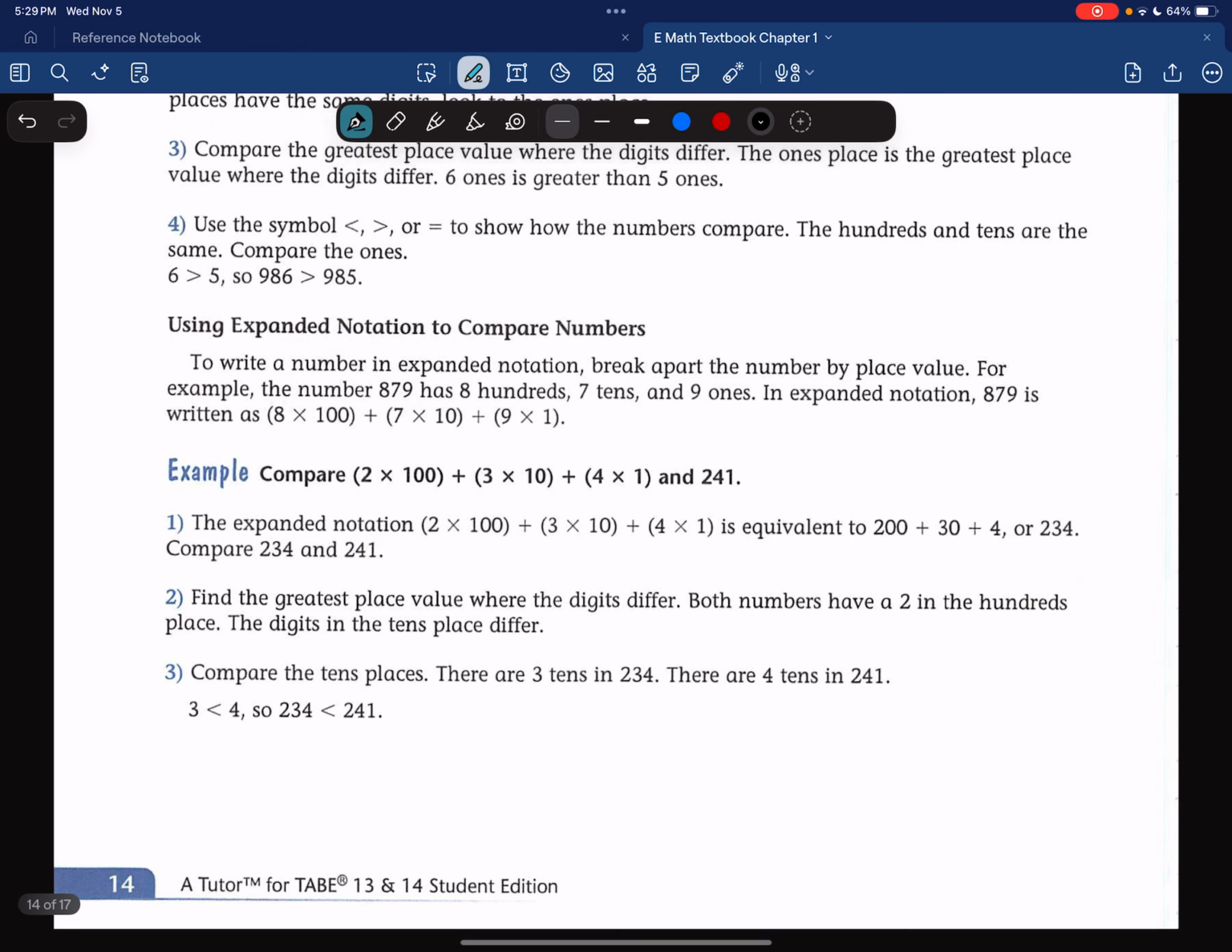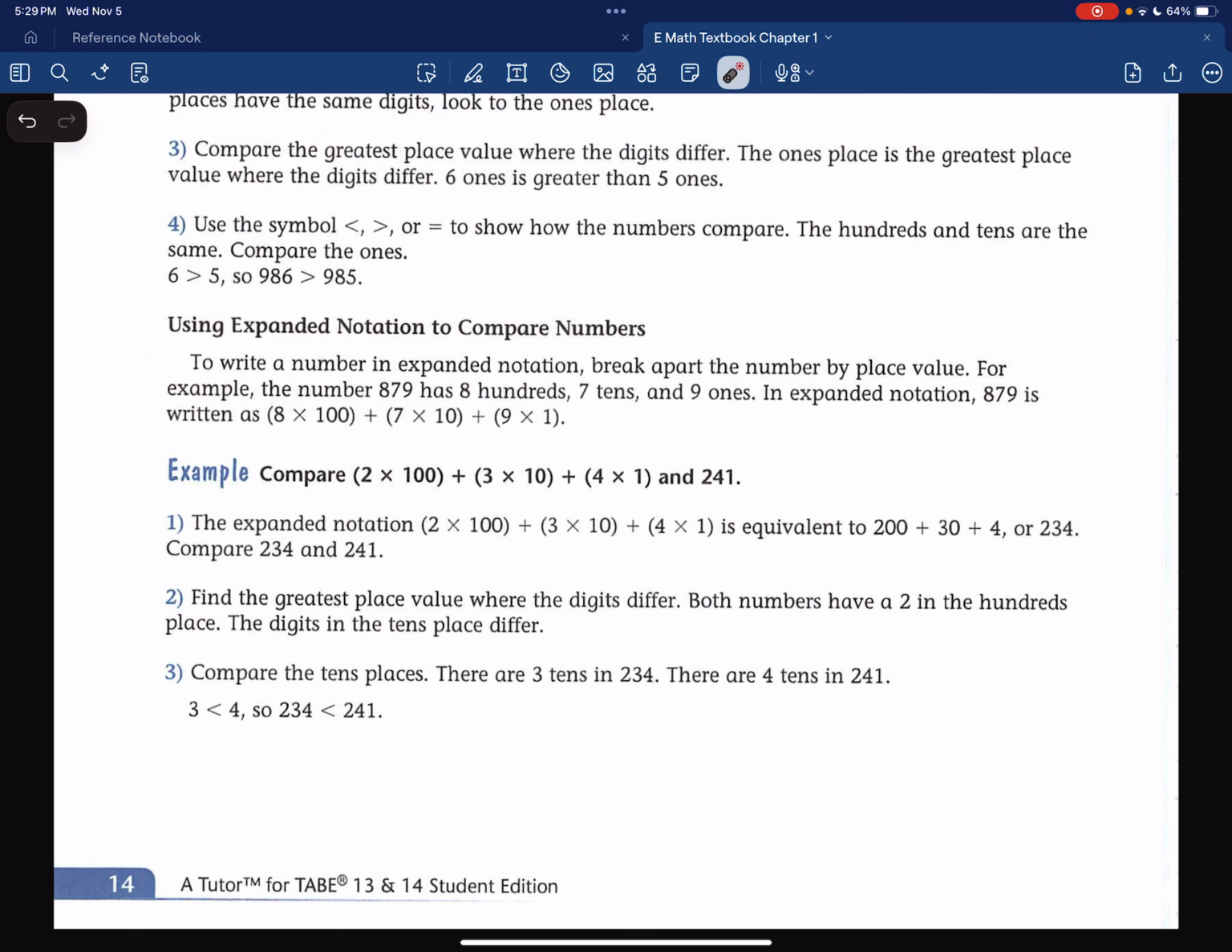You can also use expanded notation to compare numbers. And let me show you where I am here. I'm down to this part, to this header. Using expanded notation to compare numbers. To write a number in expanded notation, break apart the number by place value. For example, the number 879 has 8 hundreds, 7 tens, and 9 ones.